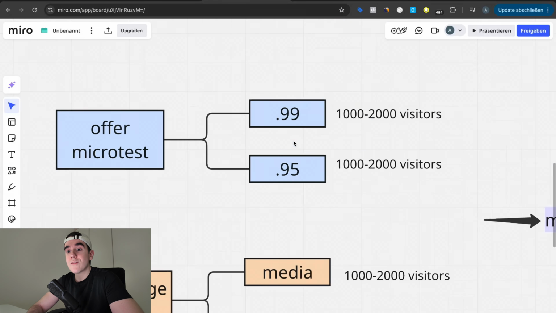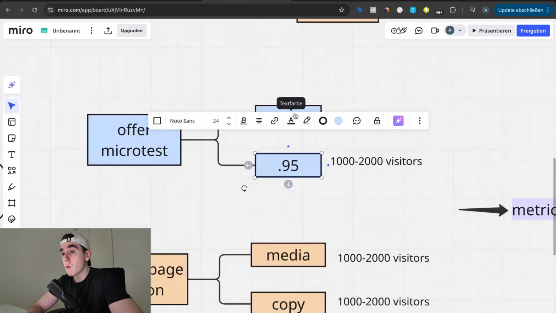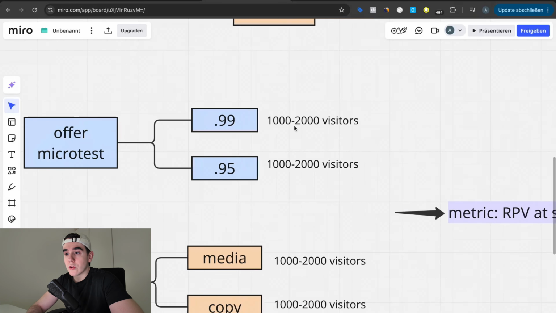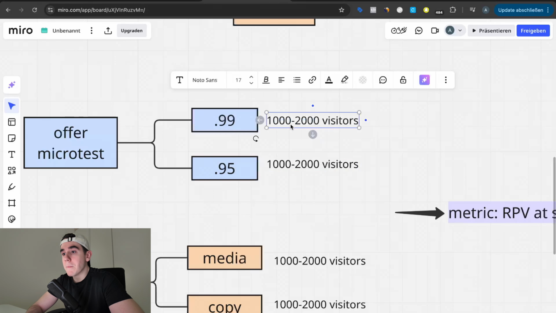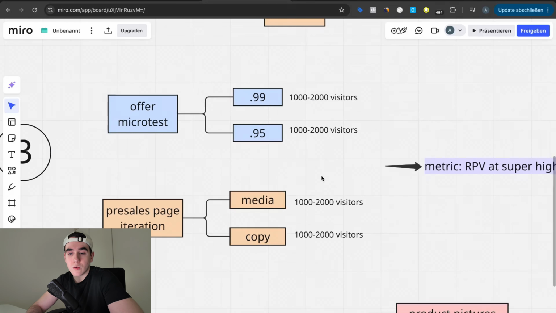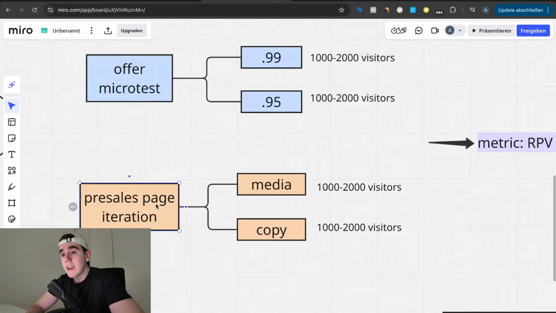So what you want to do is, for example, test 0.99 versus 0.95. And yes, these things actually do make a difference if you're at a high scale when it comes to conversion rate optimization, right? As you can see here though, you're going to give them a lot more visitors. So you're going to give them 1,000, 2,000, maybe 5,000 visitors, however much it needs to show you which one is actually better. The more visitors, the more accurate the results are going to be.